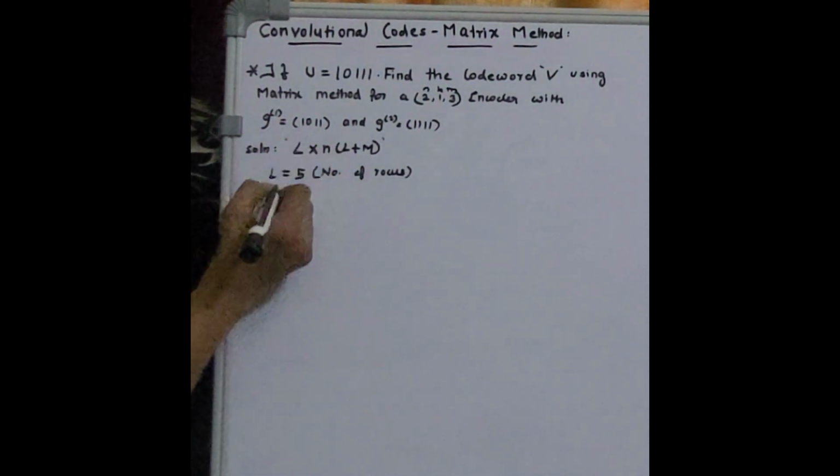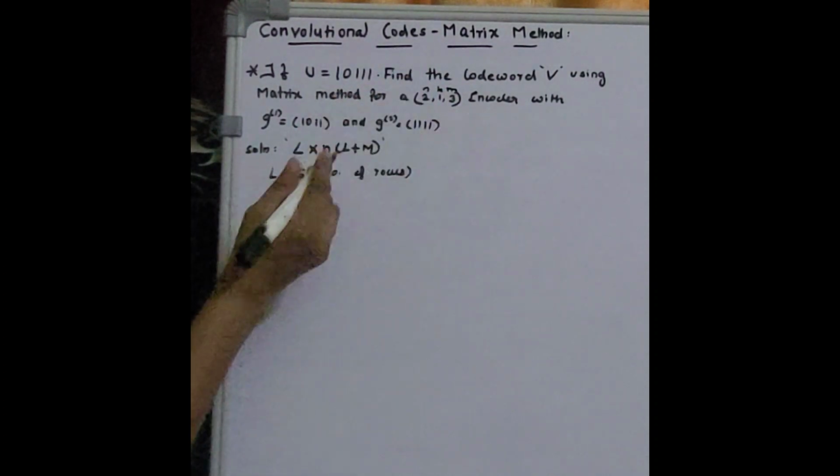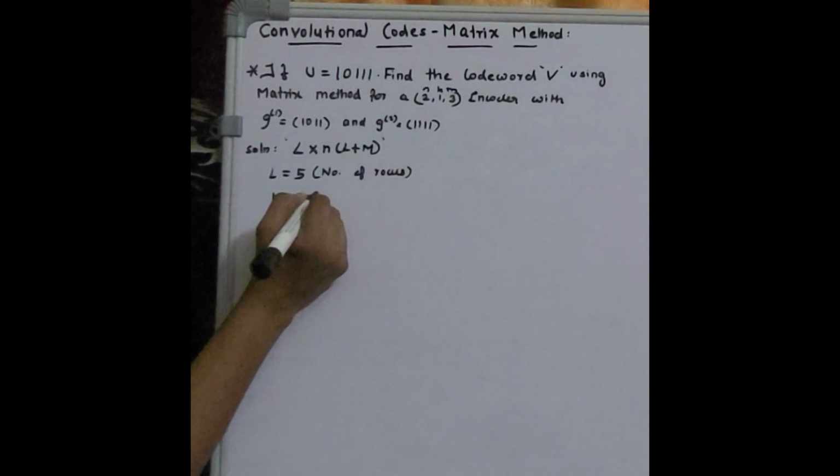Then what is the value of N? For (N, K, M), N equal to 2. What is the value of L?